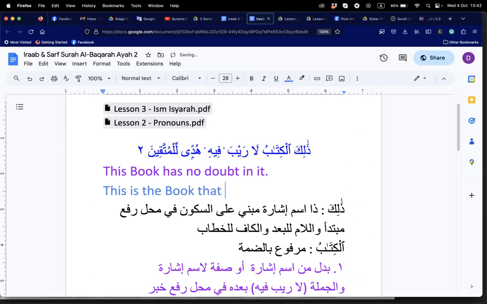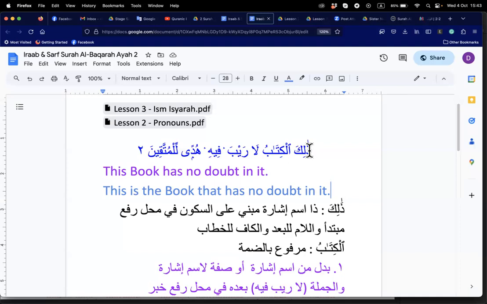That has no doubt in it. Can everybody follow me here, inshallah? Or are you basically lost? Yes, a little bit, sister. Someone saying basically what? Can I ask? Yes. So we are adding extra words in that, right? This is the book that has.